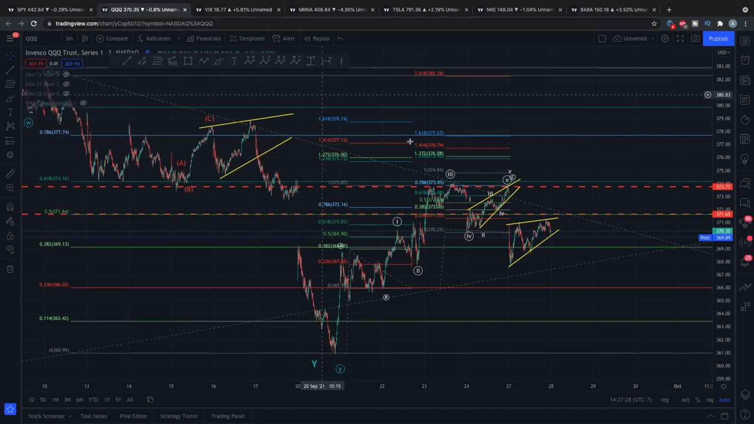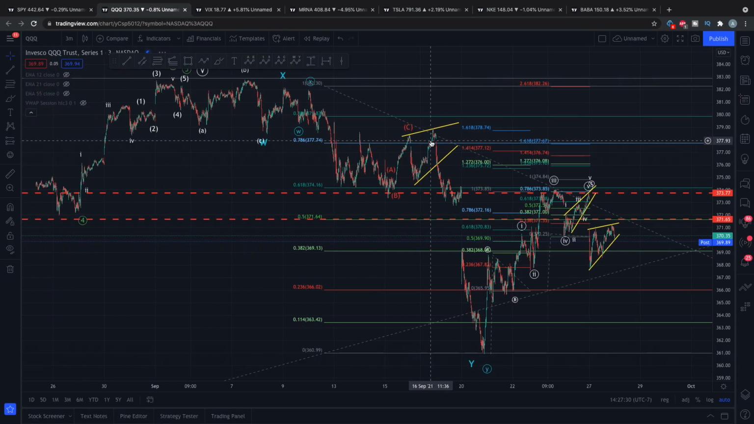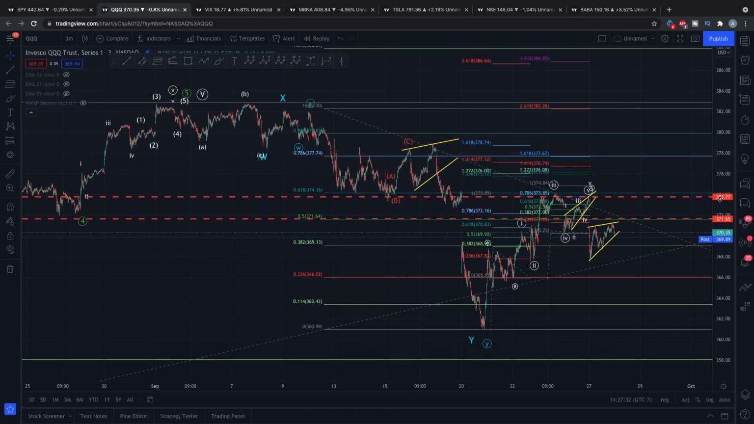If we look at the QQQ, it's pretty much the exact same structure. So over here, we have the top of those wave 5s, just like in SPY, and then we formed a WXY to the downside. And of course, this WXY is very choppy, so we have that initial choppiness at the start of the move.